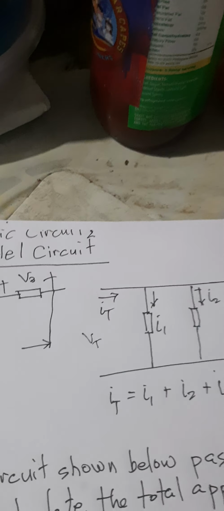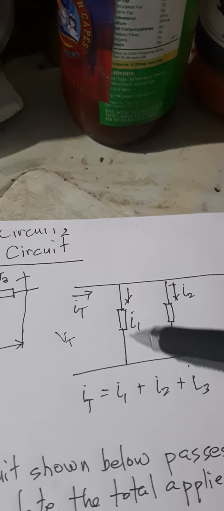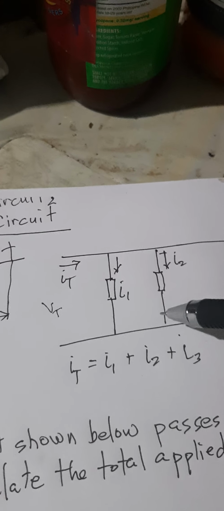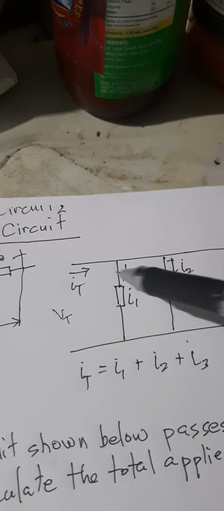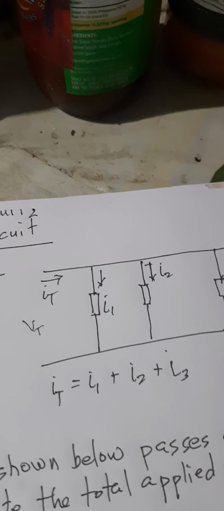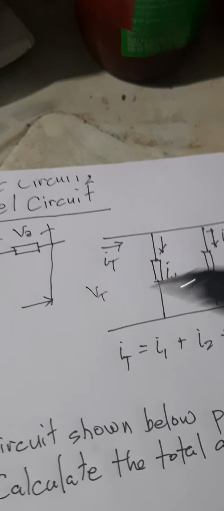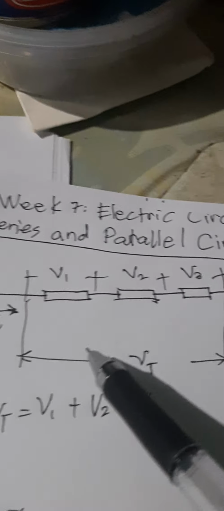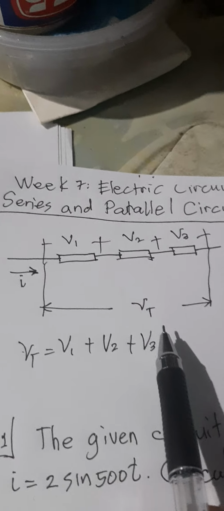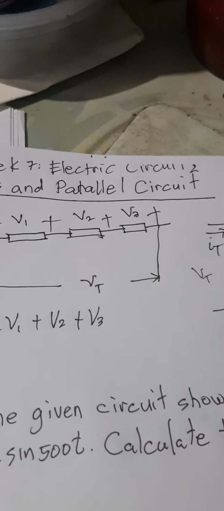since yung components are connected across a common voltage source, VT, at dito yung current, total current na ito, by Kirchhoff's current law, subdivides into 3 parts, or the total current equals the sum of these branch currents I1, I2, and I3. And common yung voltage. Dito, ang common ay yung current. Okay, nasa-subdivide yung total applied voltage sa bawat component sa circuit.